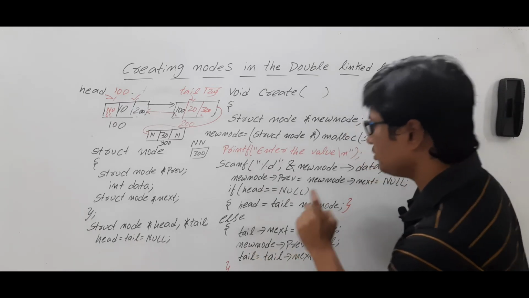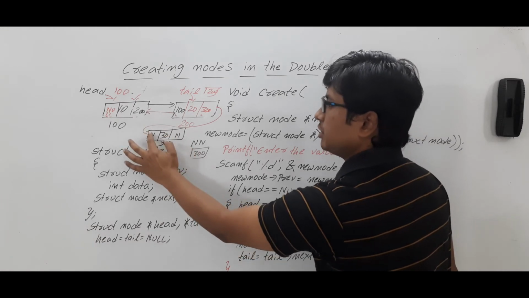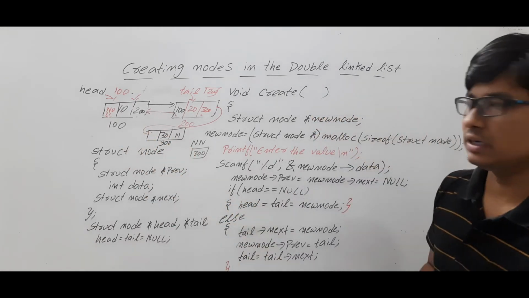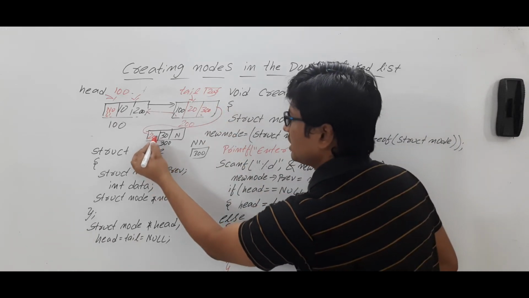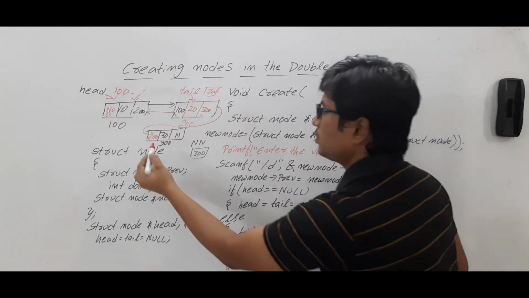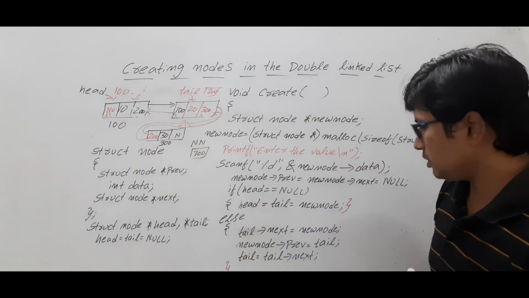New node of previous is equal to tail. New node is 300, and 300's previous is equal to tail. What is the value in the tail? 200. So 200 will come here. So now we have created a backward link. Is it clear? Are you able to understand?